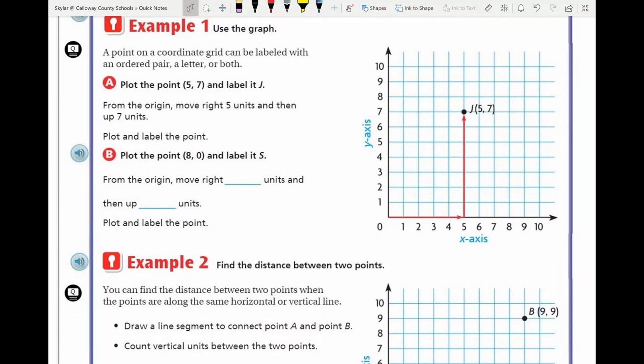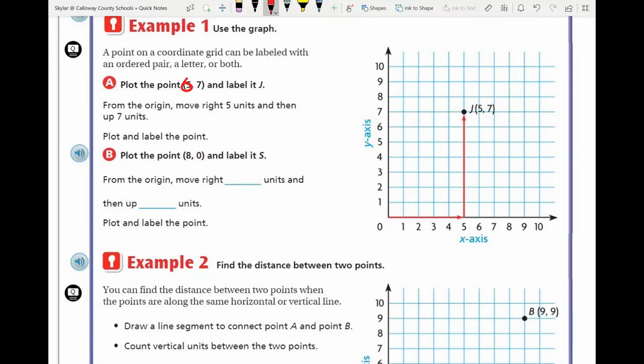So now that we can actually identify our points on the coordinate grid, let's try and plot or place those points on the coordinate grid. In order to do that, you look at your x-coordinate and then your y-coordinate. For example, here it was 5. They went over 5. And then 7 is the y-coordinate, so they went up 7. So we'll do the exact same thing. We're going to plot the point 8, 0. Sounds a little confusing. I promise it's not.